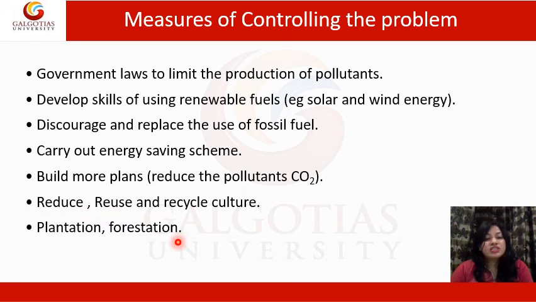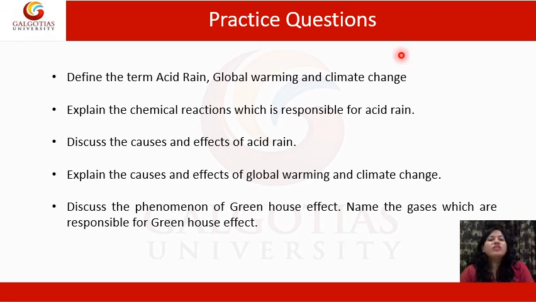Plantation and forestation. Based on our presentation, there are some practice questions. Define the terms acid rain, global warming and climate change. Explain the chemical reactions which are responsible for acid rain. Discuss the causes and effects of acid rain. Explain the causes and effects of global warming and climate change. Discuss the phenomenon of the greenhouse effect and name the gases which are responsible for the greenhouse effect.